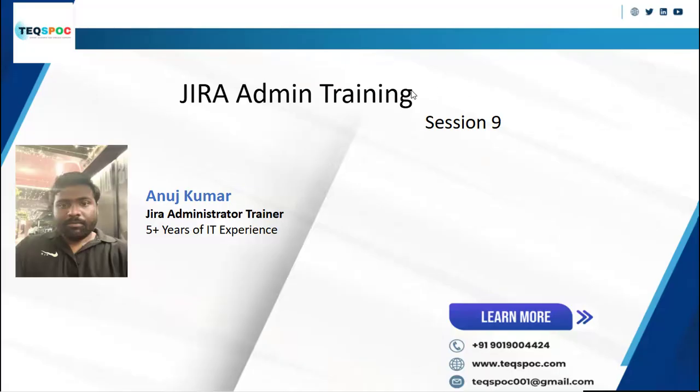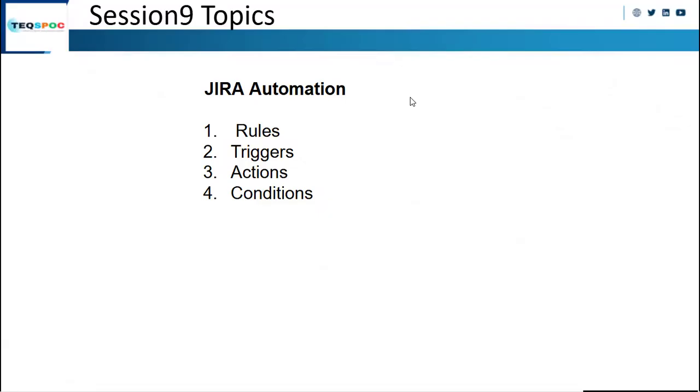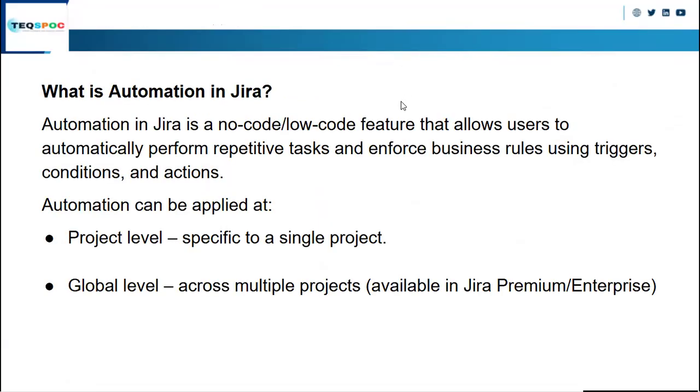Today in this session, we will talk about Jira Automation. We will cover the rules, triggers, actions, and conditions. So let me introduce what automation in Jira is. Automation in Jira is a no-code, low-code feature that allows the user to automatically perform repetitive actions and enforce business rules using triggers, conditions, and actions.